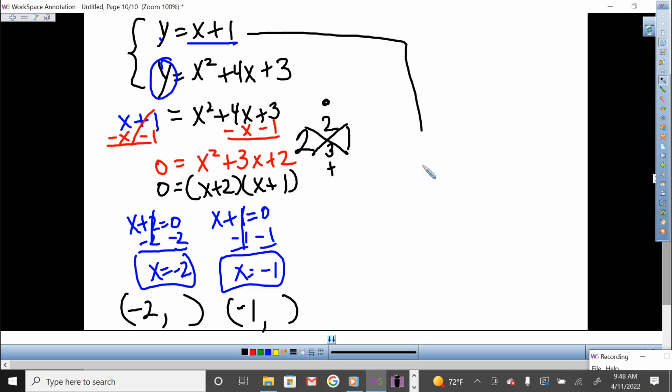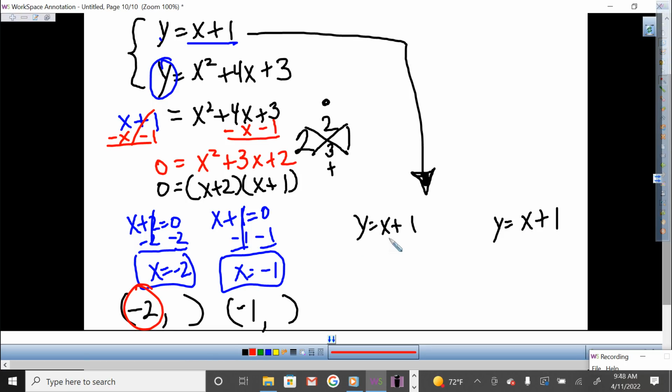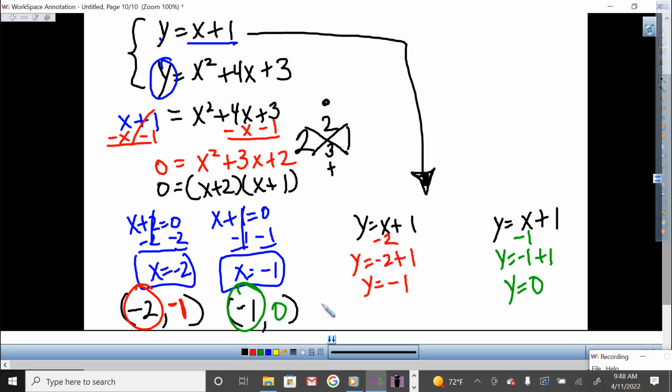So we bring down the first one. We write it twice. We write y equals x plus 1, y equals x plus 1. My first value that I'm substituting in there is -2, which is right there. So I get y equals -2 plus 1. So y equals -1. That goes right here. The second value is -1. That goes right there. So y equals -1 plus 1. So y equals what? 0. All right, so these are my what? My solutions.